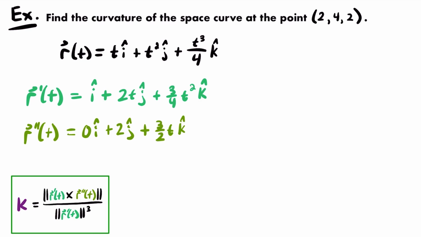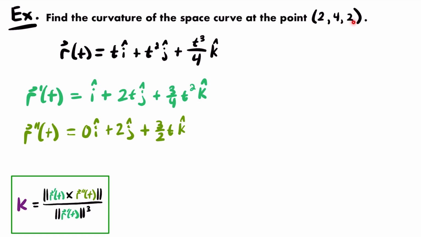Okay, so now here's where you want to take advantage of something in this problem. If we just wanted to find the general expression for curvature, we would have to work with these vectors as they are in this cross product. But we can save ourselves some time here because we only want to find the curvature at a specific point. So if we can figure out the value of t that corresponds to this point, we can plug that value of t into these two vectors now and take their cross product, and that will be a whole lot simpler. That will save you a ton of time.